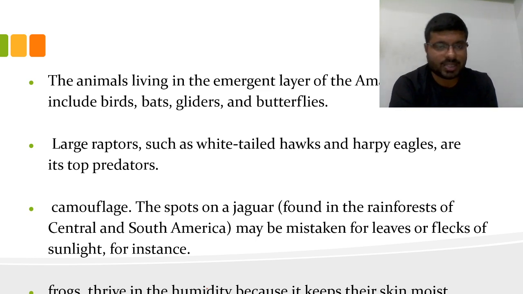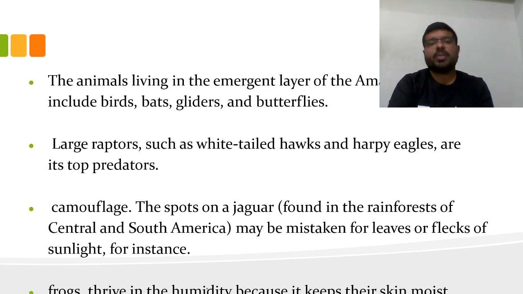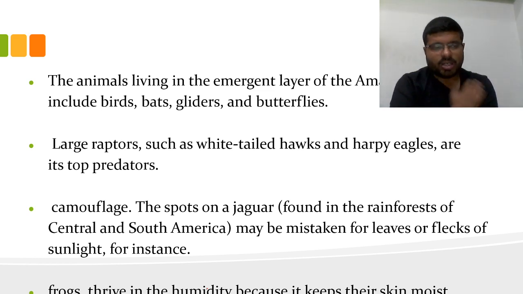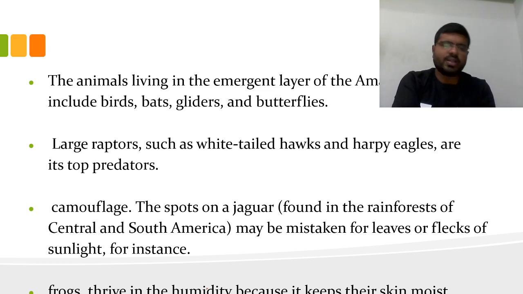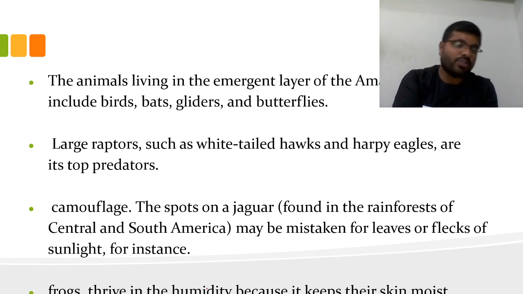Hawks and eagles, etc. Then one of the ways they adapt is camouflage. Camouflage is adjusting to the surrounding areas. You can find camouflage t-shirts of the army, right? As the army goes into desert areas or forest areas, the shirt they wear should be adjusted to the environment. That's why they have camouflage. Similarly, many animals adapt through camouflage.